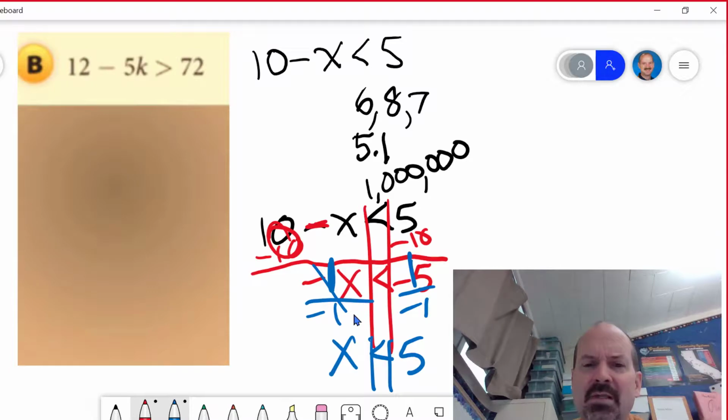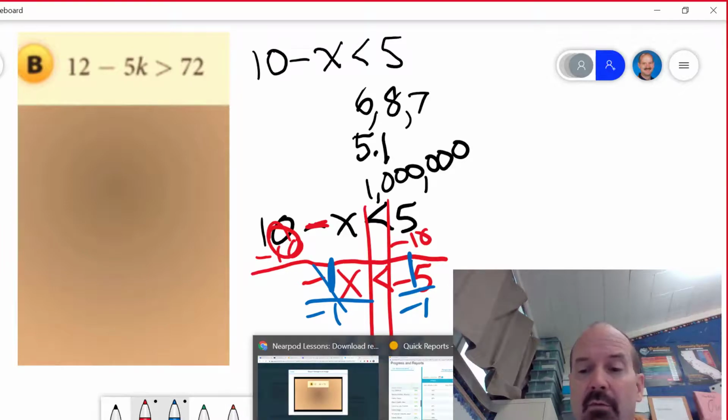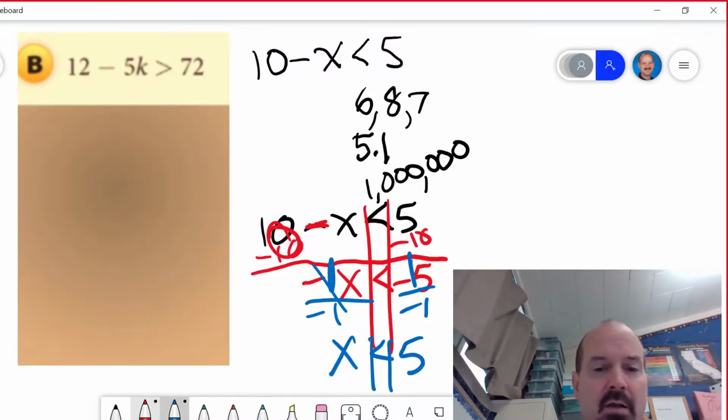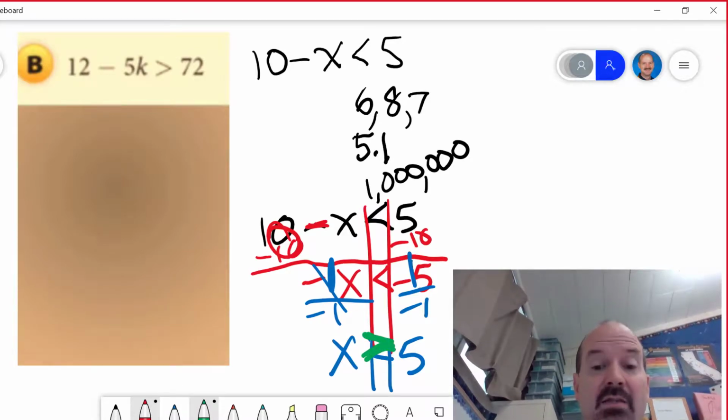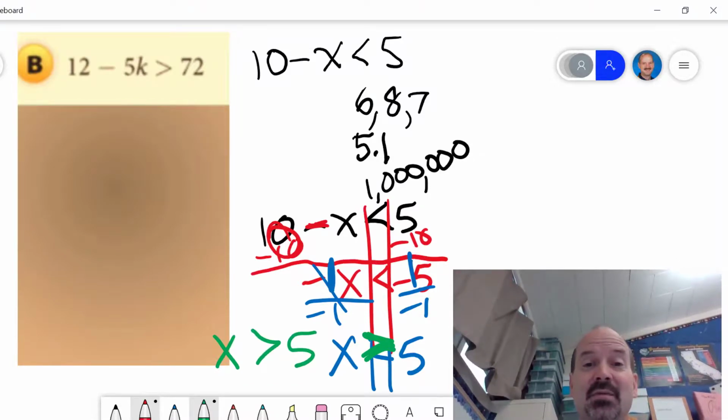What do they mean, flip the sign? Well, you take this little sign here, the less than, you flip it over and make it greater than. So x is greater than 5 is the solution. X greater than 5. And that's what it means to flip the sign. When do you flip the sign? Whenever you multiply or divide by a negative.